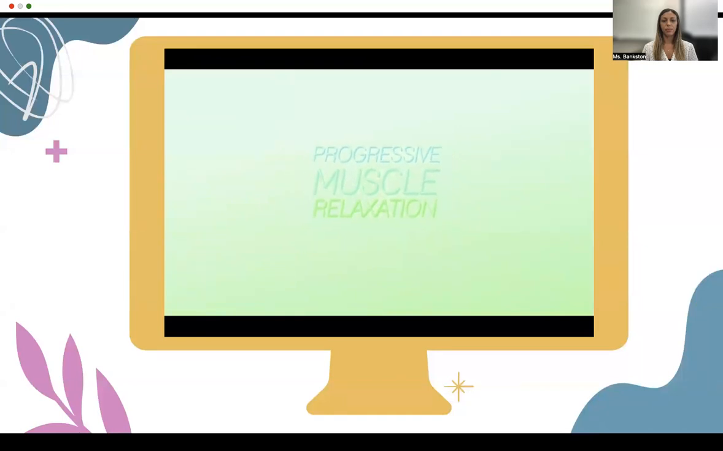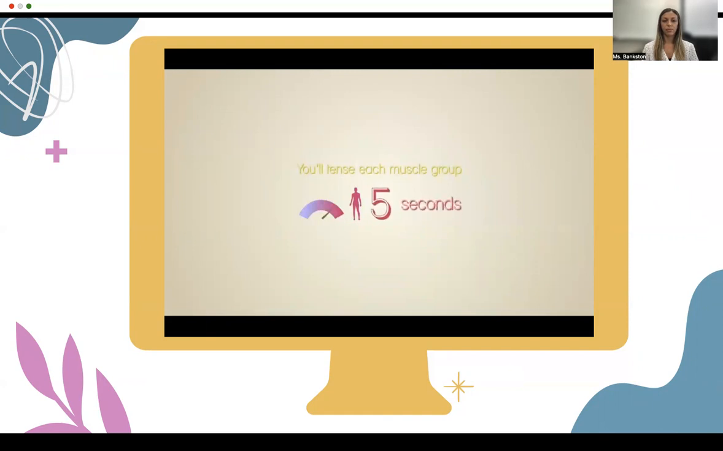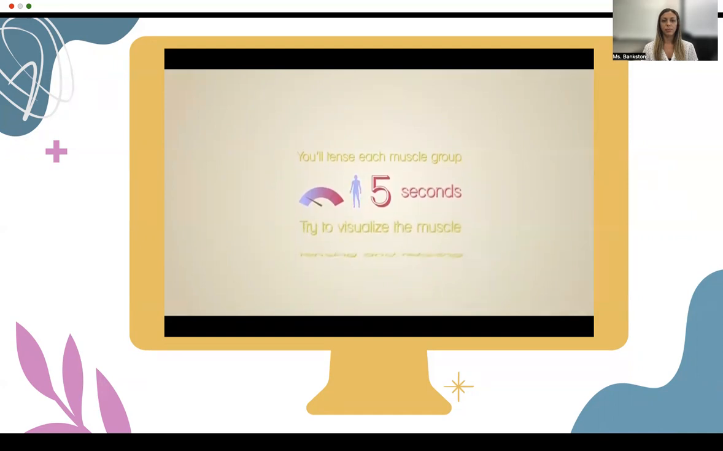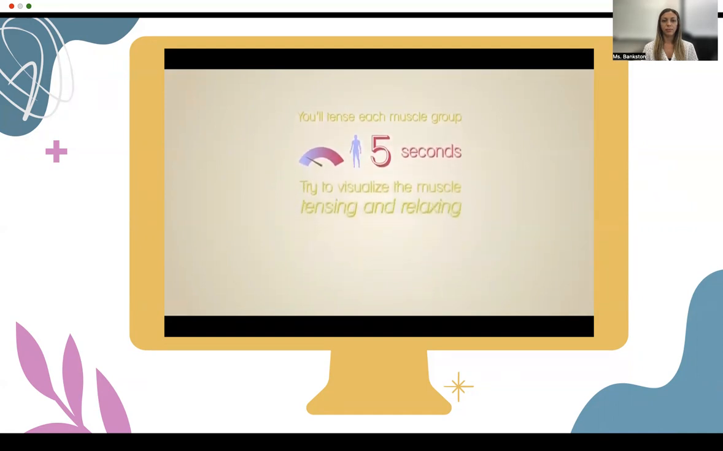Progressive muscle relaxation helps you relax your mind, relax your body, reduce tension, focus your mind, and calm you down. Here's how it works. Tense each muscle group. Hold the tension for 5 seconds. Release the tension. Feel the muscle relax. Try to visualize the muscle tensing and relaxing.